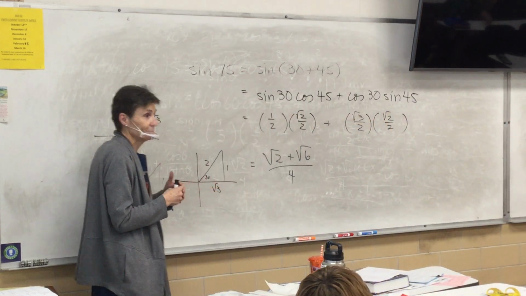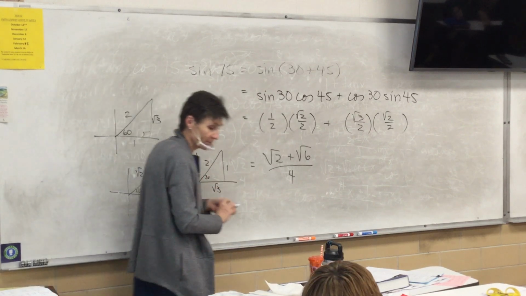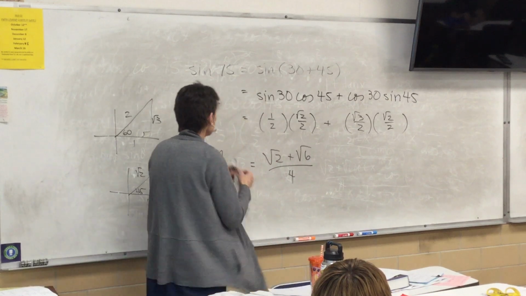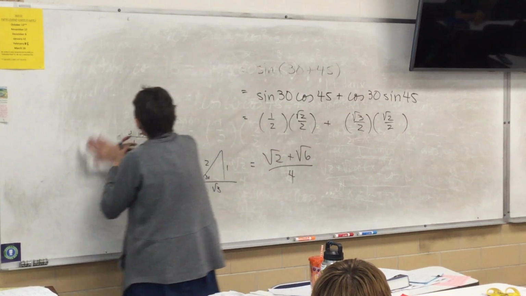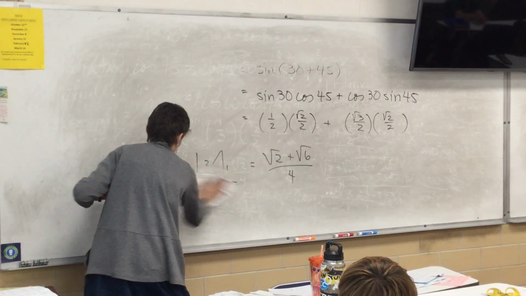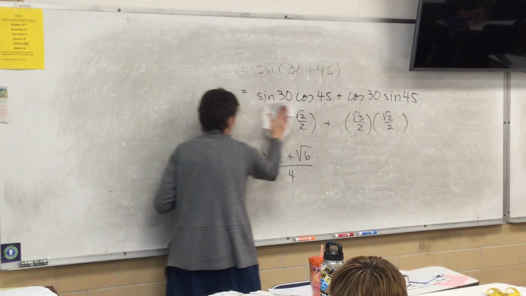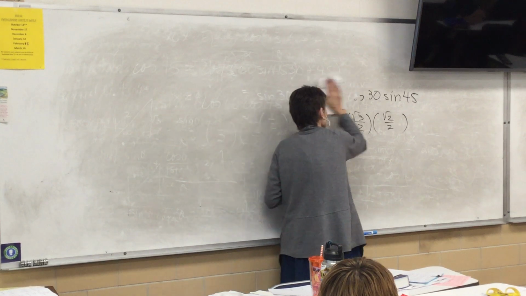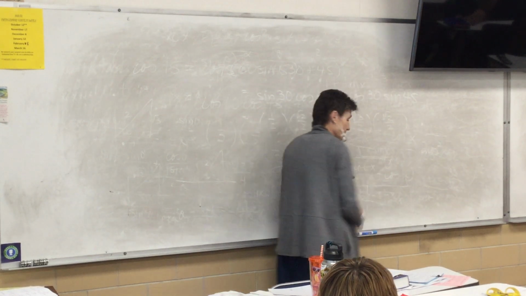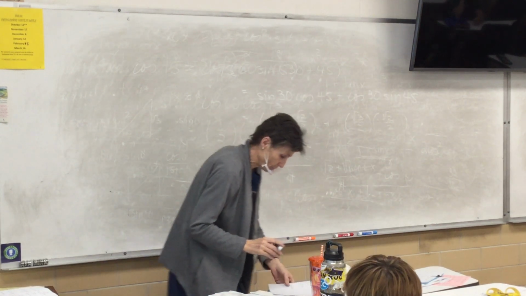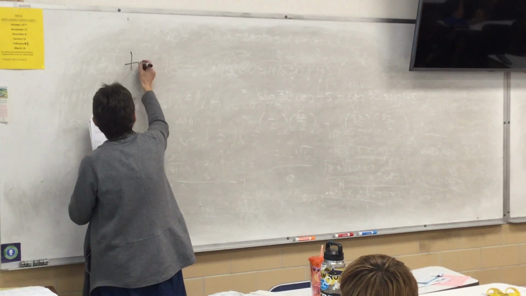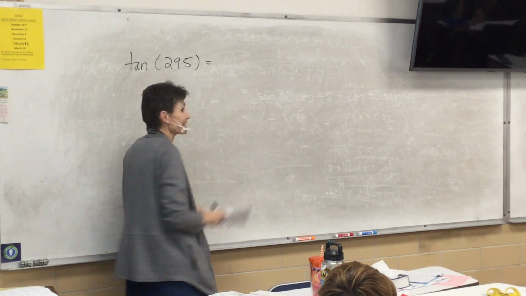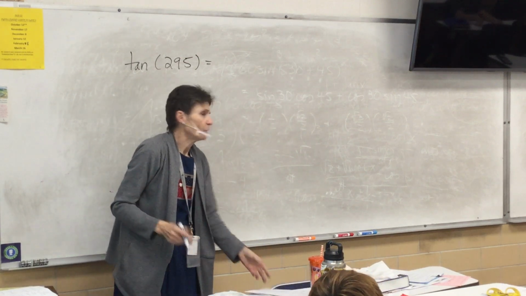All right, we're going to do one more, and then I promise I'll shut up. One more. Let's do the tangent of 295. Now, right now, you are thinking, they're just making fun of me. Mrs. Ford, how in the world am I going to add 2 of my special angles together and get 295?